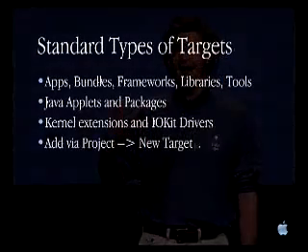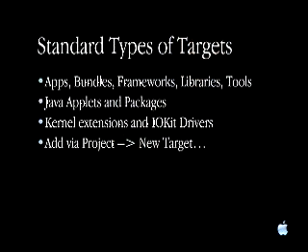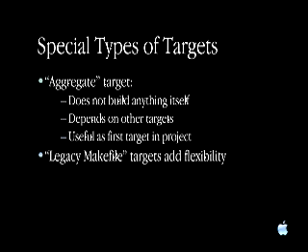There's a bunch of standard types of targets. So we've talked a lot about apps, bundles, etc. You can add as many new targets to a project as you want by just going to the new target menu item in the project menu. There's a couple of special types of targets that we should highlight a little bit. We have aggregate targets that don't build anything themselves. They just express dependencies on other targets. So this can be useful.